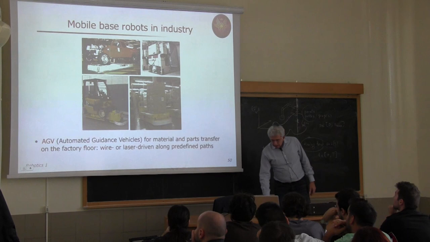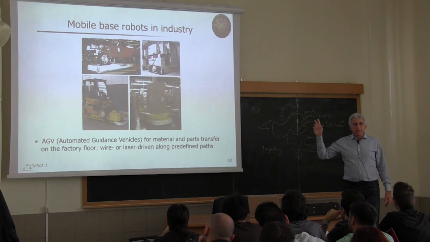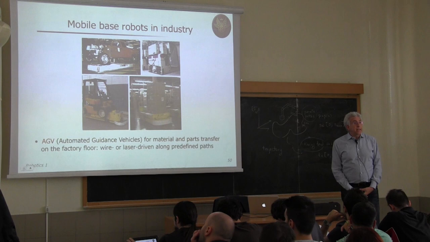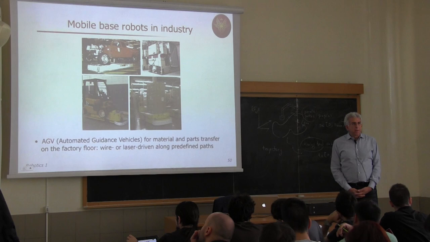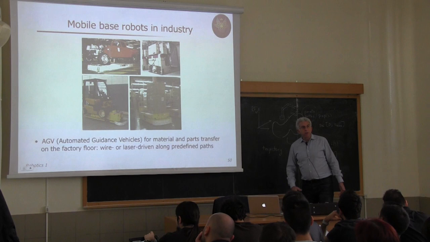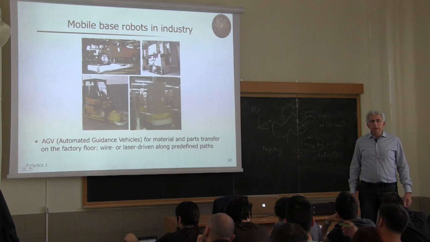Okay, just one slide. In the material that you find on the web, you will also have a couple of videos accompanying this, but I would like to stop here. Just mentioning that in industry, there are not only fixed base manipulators, but also many other robots which move, typically on wheels, and the wheels may be of different types, so omnidirectional or conventional wheels. And here you see some example.